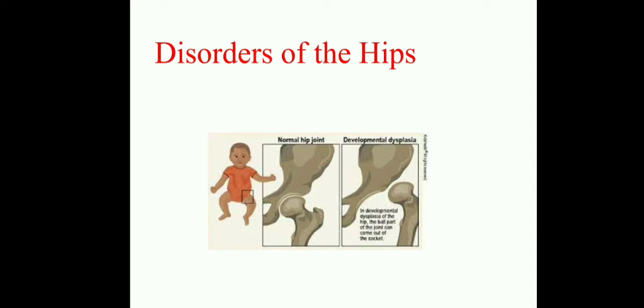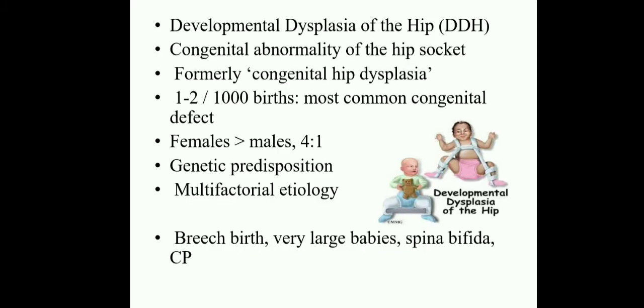We will learn about the next condition, disorders of the hips. Developmental dysplasia of the hip, that is DDH. It is a congenital abnormality of the hip socket. The hip has a ball and socket joint. Formerly called congenital hip dysplasia, it occurs in 1 to 2 per 1000 births. Most commonly it is a congenital defect. Females are affected more than males, the ratio is 4:1. There is genetic predisposition and multifactorial etiology.